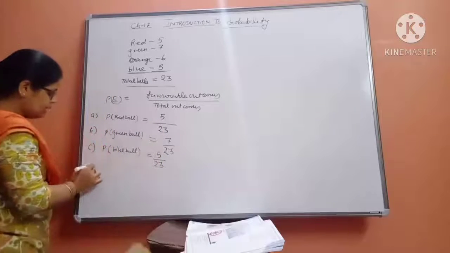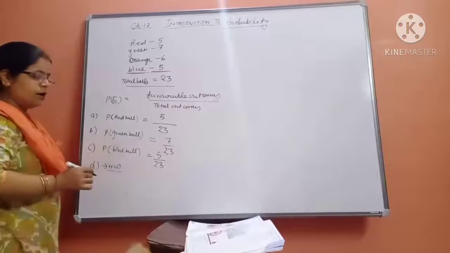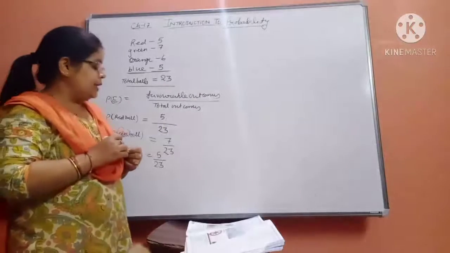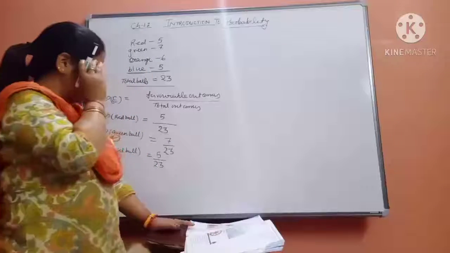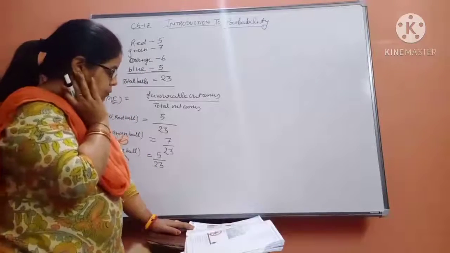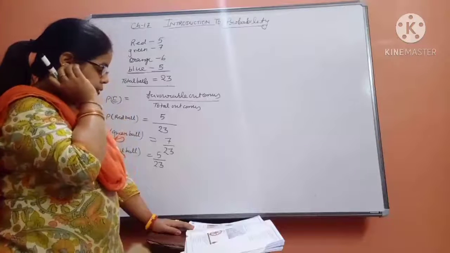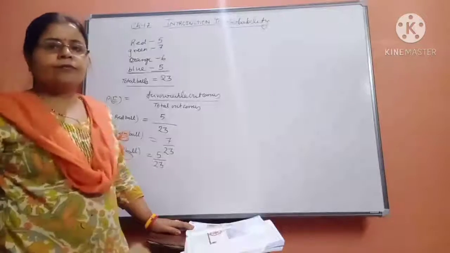In this way, the D part of this question you will do in your homework. For the orange ball you will find the probability yourself. What will be its probability? You will find this question yourself. Now come to the next question.